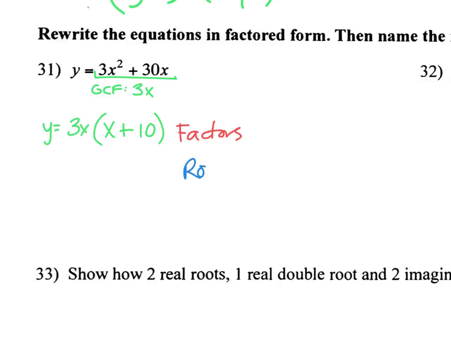So now when we name the roots, this one is easy. This is negative 10, 0. This other one, remember, if the x is by itself, just because the 3 is there, it's not going to change anything. The x is by itself. That's a root of 0, 0.